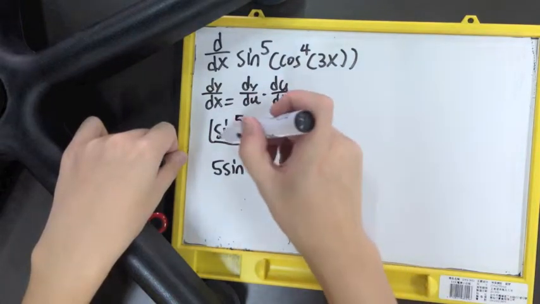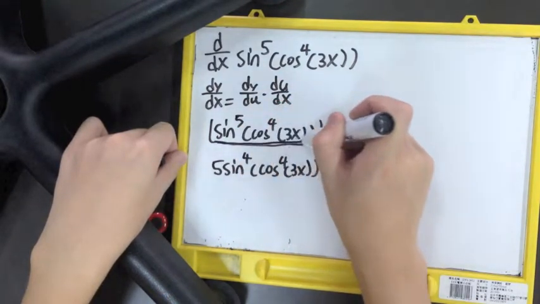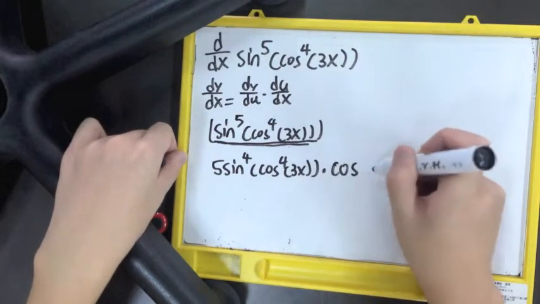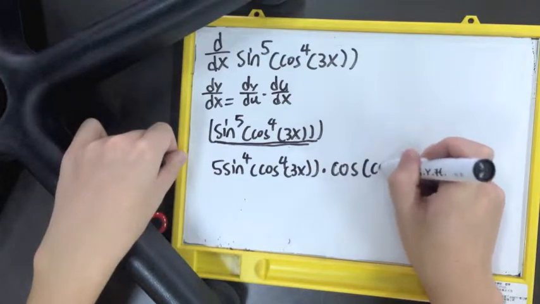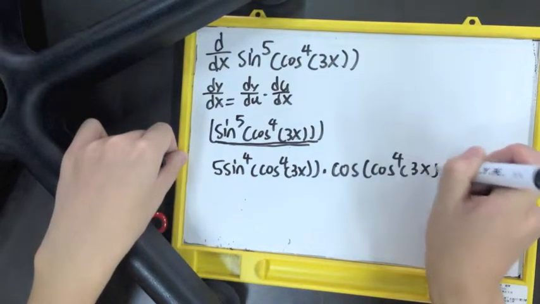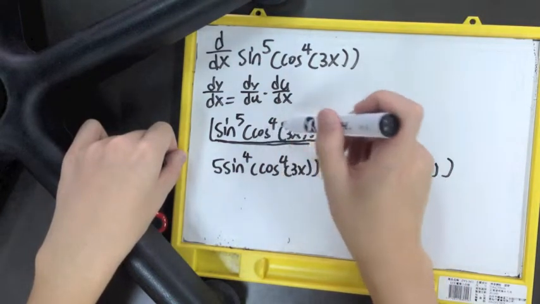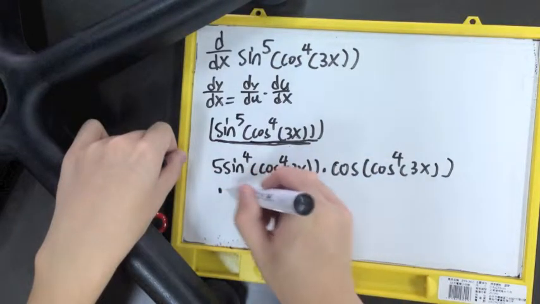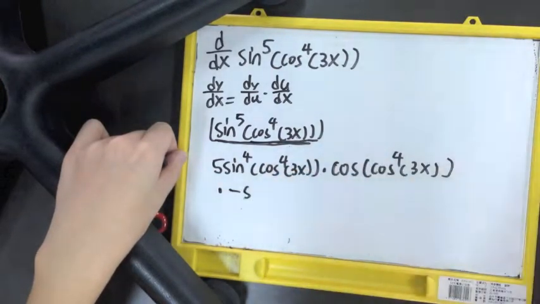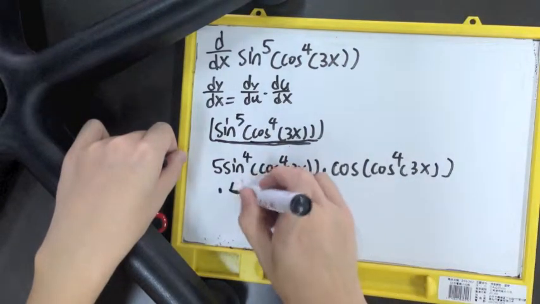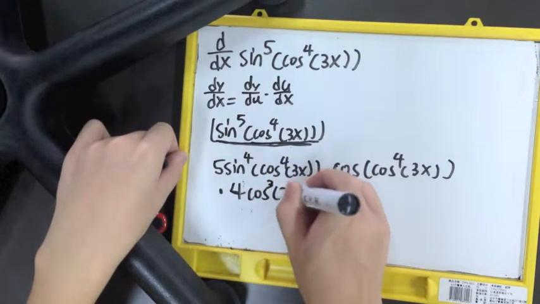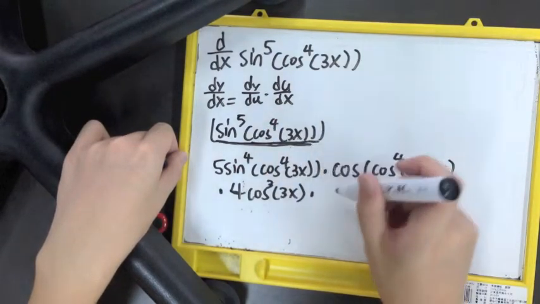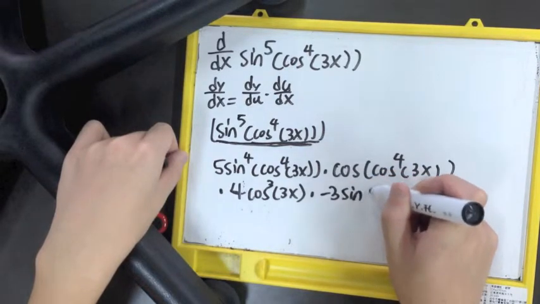times the second part, which is sine of cosine to the 4th of 3x. Differentiating that will become cosine of cosine to the 4th of 3x. And now we're going to do another chain rule within the equation, which is the cosine to the 4th of 3x. Differentiating that will become 4 cosine to the 3rd of 3x. And after that, we need to differentiate cosine 3x, which will become -3 sine of 3x.